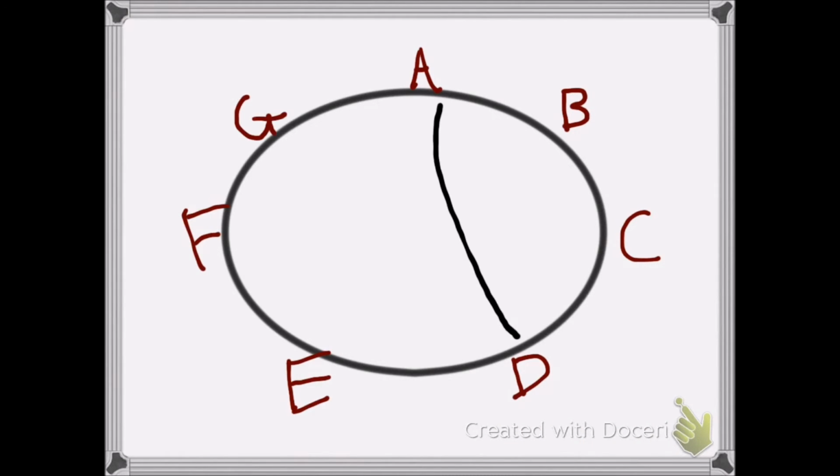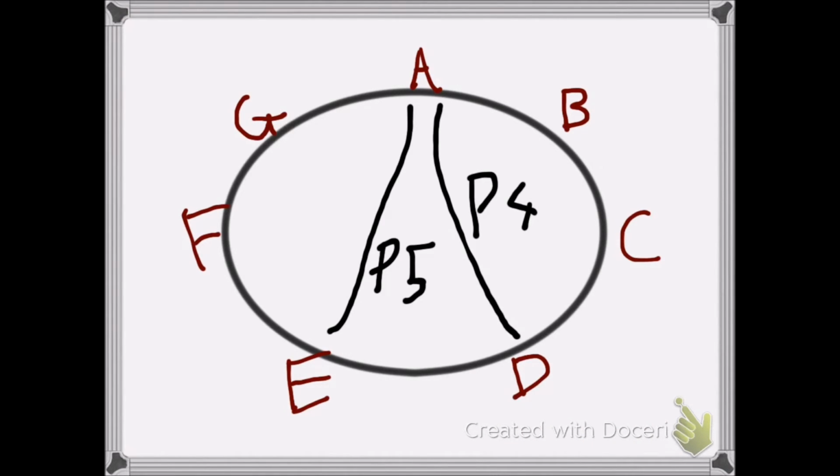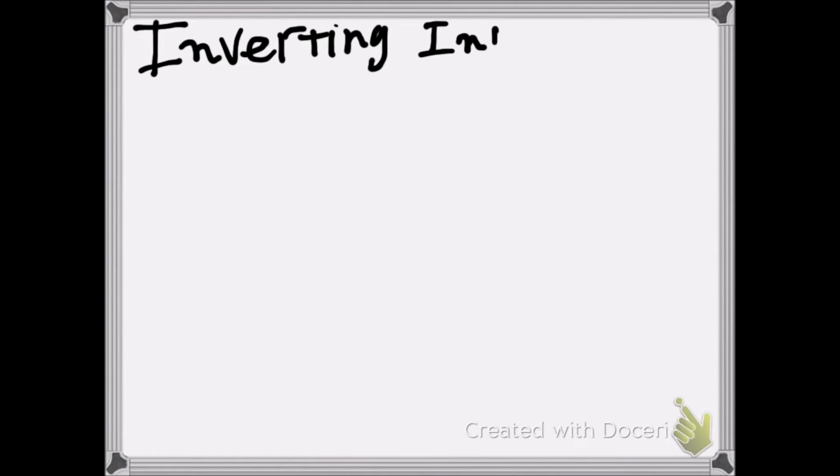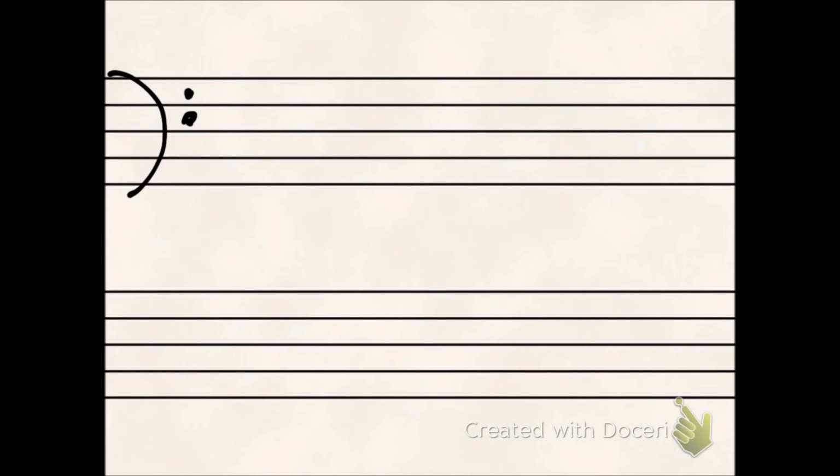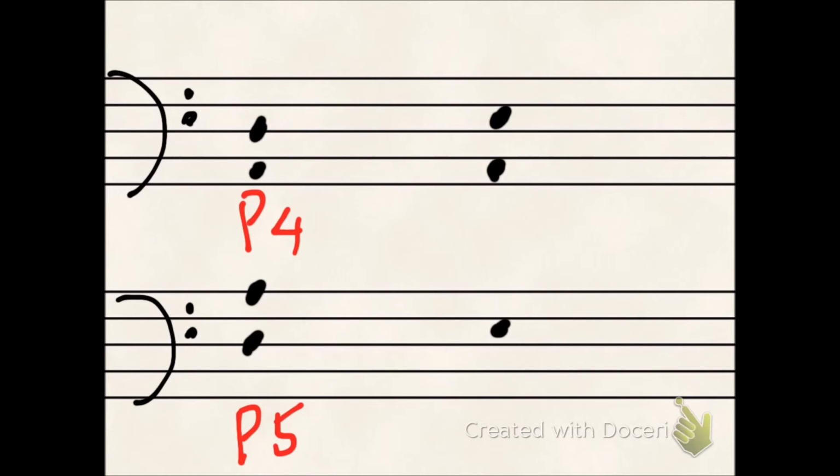Now consider the perfect intervals. A fourth with 5/2 steps is called a perfect fourth, and a fifth with 7/2 steps is a perfect fifth, and an octave is a perfect eighth. The rule for perfect intervals is even more simple. Perfect is perfect. In this example, you can see a perfect fourth is inverted to a perfect fifth, and a perfect fifth is inverted to a perfect fourth.